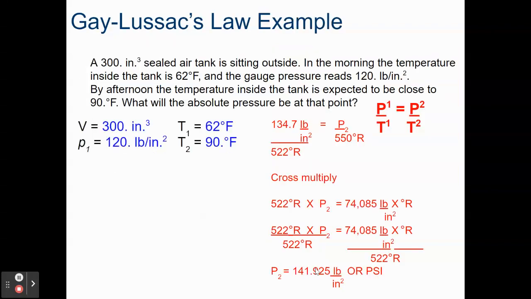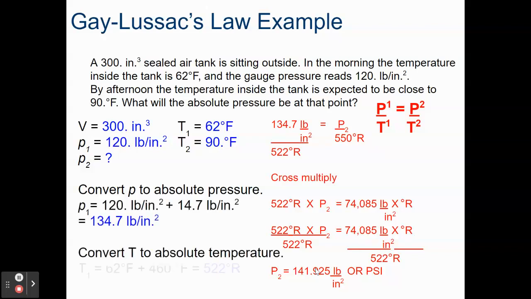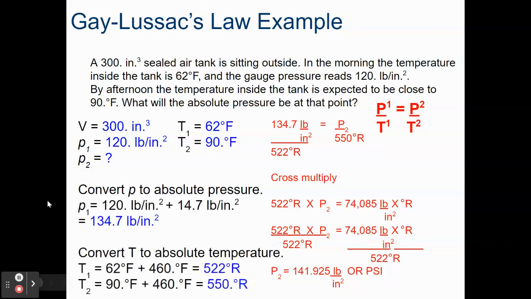Here we go. All right. So let's read. A 300 cubic inch sealed air tank is sitting outside. In the morning, the temperature inside the tank is 62 degrees Fahrenheit. Gauge pressure is 120 psi. By afternoon, the temperature inside the tank is expected to be close to 90 degrees Fahrenheit. What will the absolute pressure be at that point?